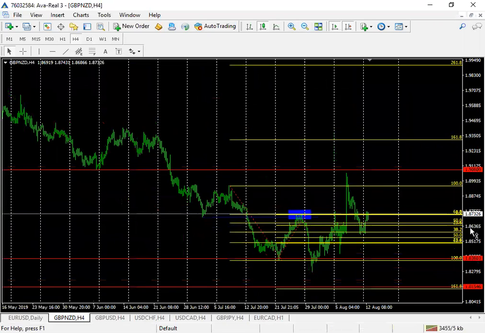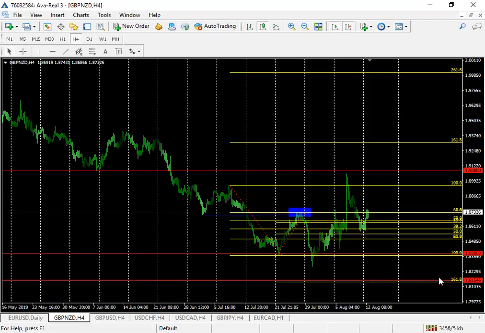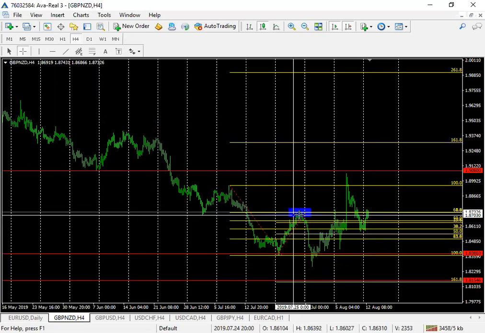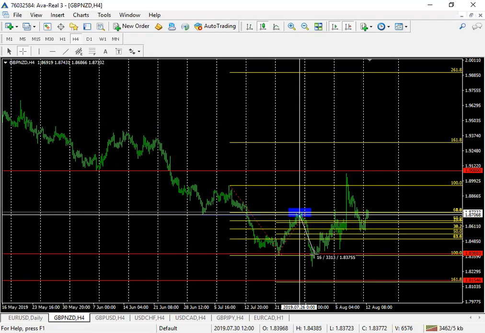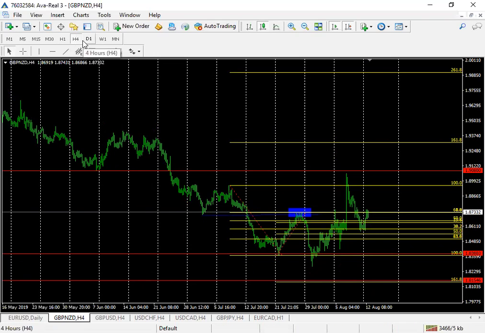And didn't quite reach our initial target, well, our secondary target of 81.54. But from that low to the first target, which is at 83.80, we got about 330 pips from that one. Missed out on about 200 pips, okay, not a big deal though.